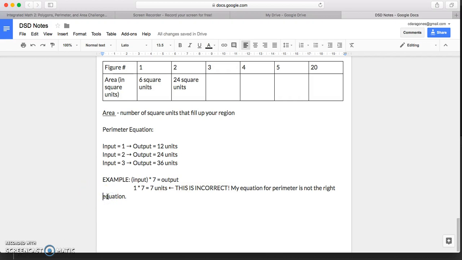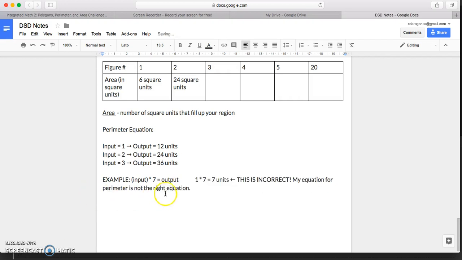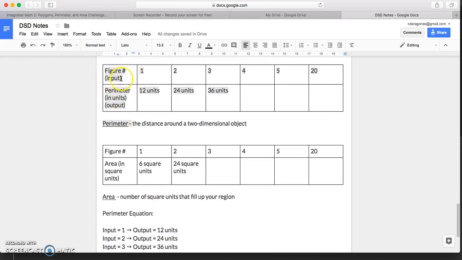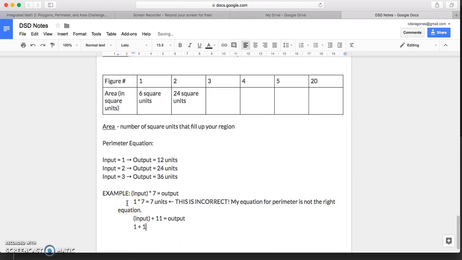So you want to come up with some equation that describes what you're going to do to your input. Well, multiplying by 7 doesn't work. Maybe I'm going to add 11 because if my input is 1, I get 12. I'm going to take whatever my input is and add 11, and that gives me my output. Let's try it for 1. When my figure is 1, again, your figure is your input, I add 11 and I get 12 units. Boom, I got it. I did it correctly.